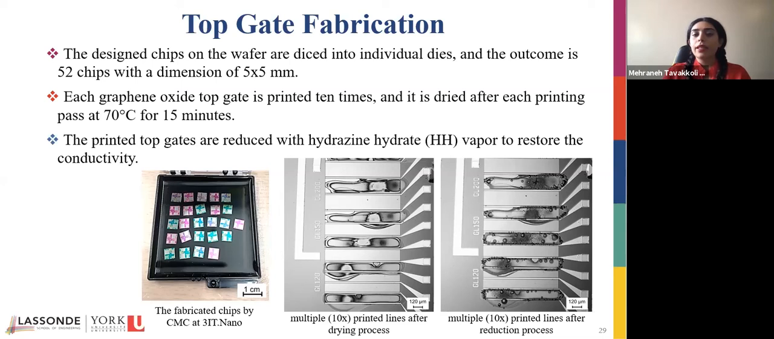We needed a conductive top gate, so we reduced the printed graphene oxide lines with hydrazine hydrate to restore the conductivity. The reduction process needed a high temperature, and hydrazine hydrate is a very aggressive chemical. But since we were using a silicon platform, we didn't face any problem when using it.